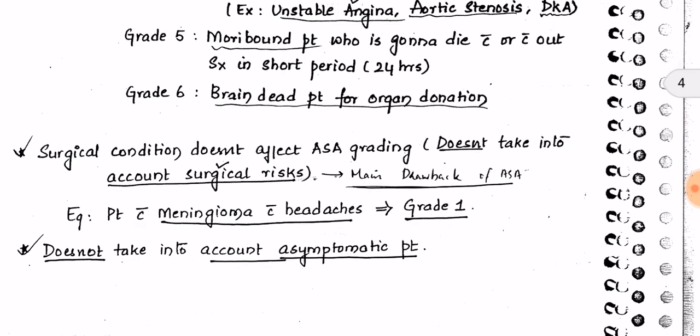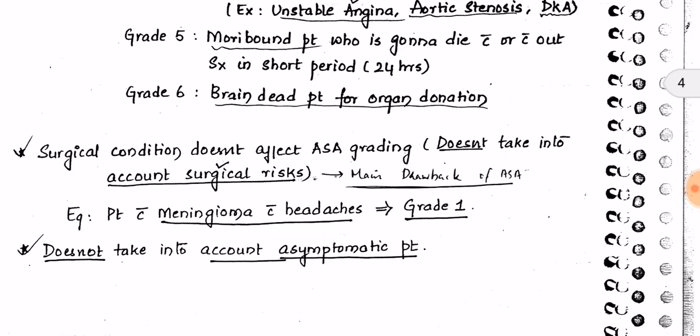Okay, so these are 6 grades according to ASA grading, but this ASA grading has some drawbacks. We'll be discussing only 2 drawbacks over here. The first one is a major drawback. What is that? The surgical condition of the patient doesn't affect the ASA grading.